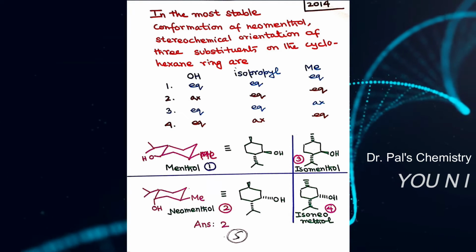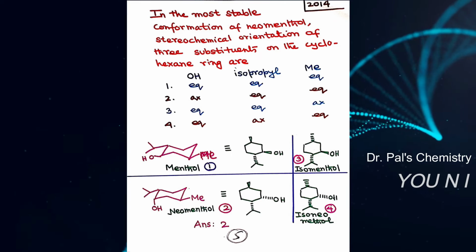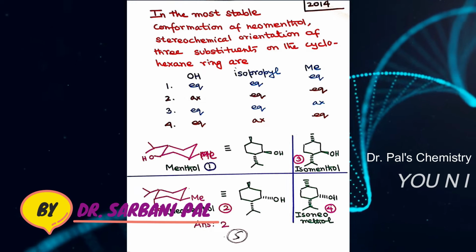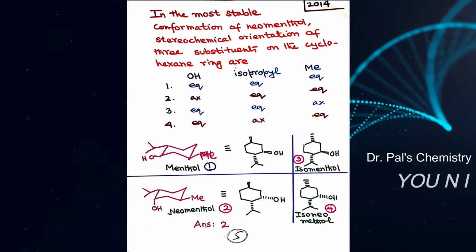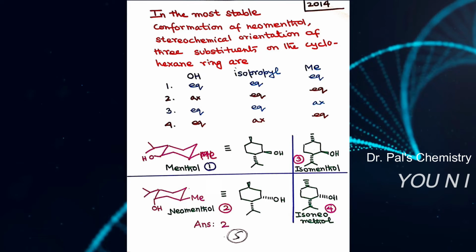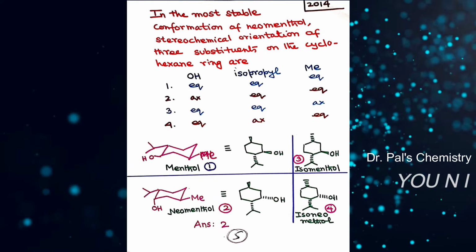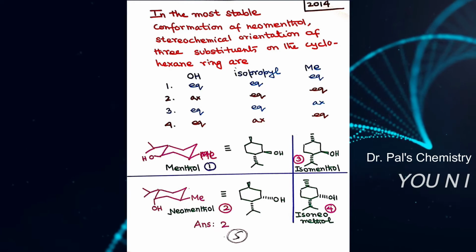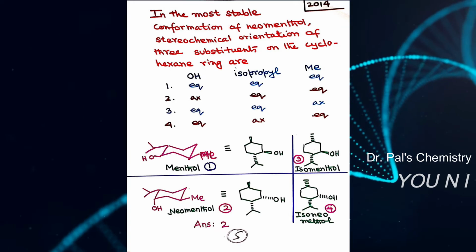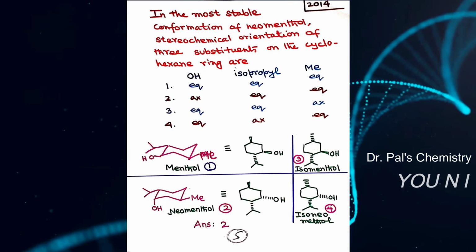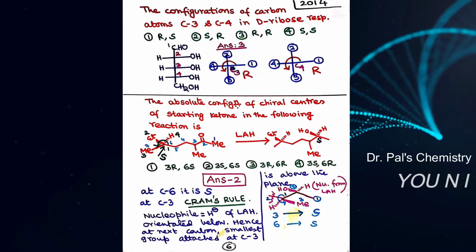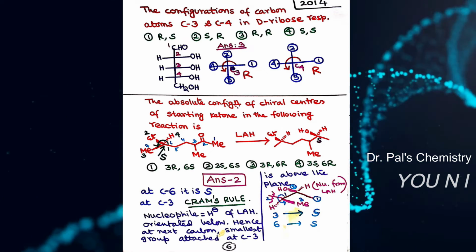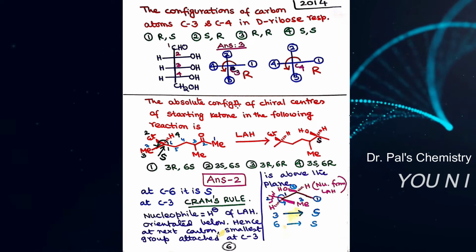Now moving to the third option, there they have given that OH and isopropyl are equatorial, methyl is axial, and that is isomenthol. And the last option, the fourth option, where the OH is equatorial, isopropyl is axial, methyl is equatorial, that is neoisomenthol. So there are four options, 1, 2, 3, 4. Sequentially they are representing menthol, neomenthol, isomenthol, neoisomenthol, and the given question is based on neomenthol, hence our final answer is answer 2. Now coming to the next question, appeared in 2014, the configuration of the carbon atoms C3 and C4 in D-ribose respectively. Four options are given.